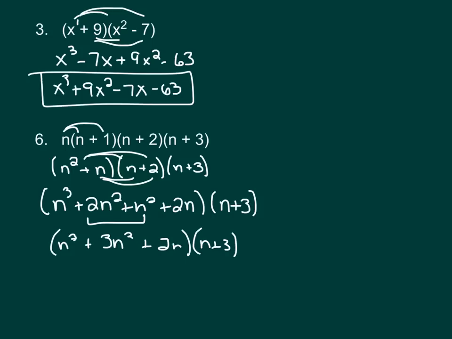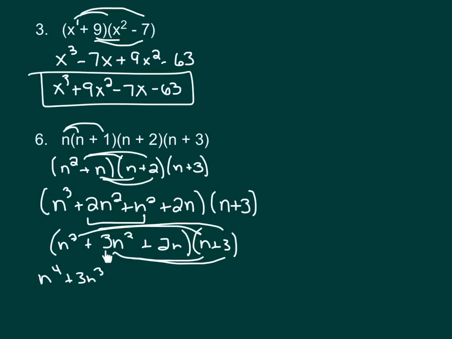Okay, so we're first going to take the n cubed and distribute it to both terms. So n cubed times n, you add the exponents, is n to the fourth, and then n cubed times 3 would be plus 3n cubed. Okay, now let's distribute the 3n squared to both terms.